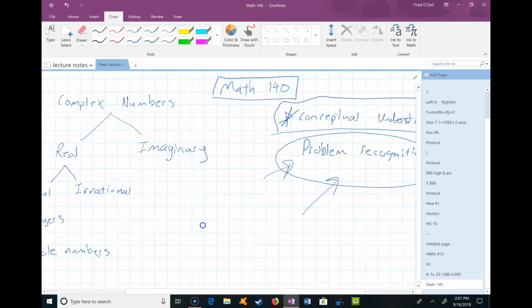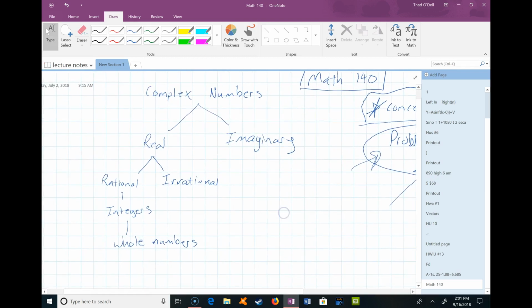So to begin with, I wanted to run you through something you've probably seen before, but it's important to understand the different numbers that we'll be dealing with. The numbers are broken into categories. And the biggest, broadest category is complex numbers. All the numbers that we will be dealing with fall under the heading of complex numbers. And then the complex numbers, as you can see in this little chart, are broken into two types of numbers: real numbers and imaginary numbers.